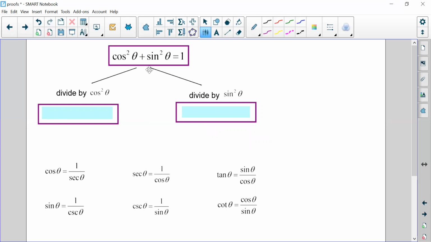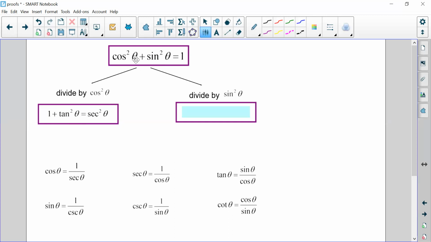And there are some consequences. If I divide the whole left side by cosine squared and the whole right side by cosine squared, what do I get? Well, cosine squared divided by cosine squared is 1, right? Sine squared divided by cosine squared is tangent squared, because sine divided by cosine is tangent, and if they're both squared, it's tangent squared. Equal sign, 1 divided by cosine squared is secant squared. So we have what looks like another one, but it's really just the original in disguise. 1 plus tangent squared equals secant squared.